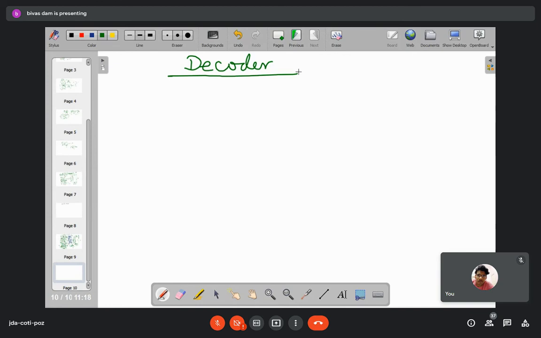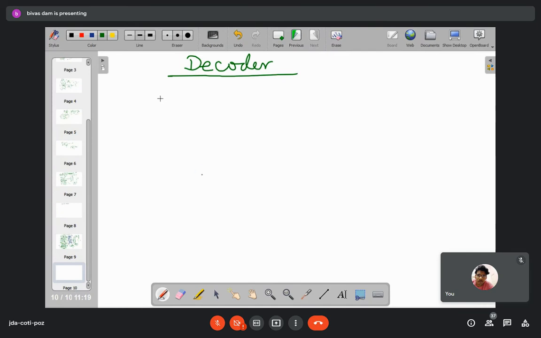What is the purpose of a decoder? The decoder is another combinational logic block. This has got some special uses. Where is this decoder basically used? Normally, by encoding one information, we just encode one particular information by a set of binary bits. So using 4 bits, how many information can you encode? 16. 16 information you can encode.